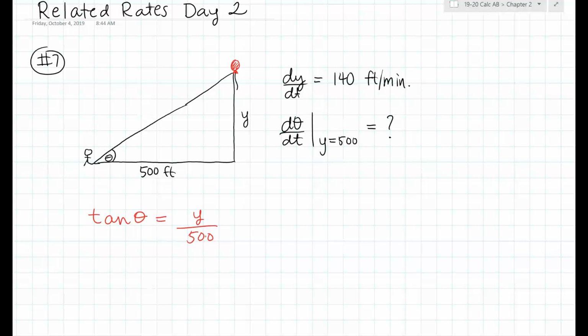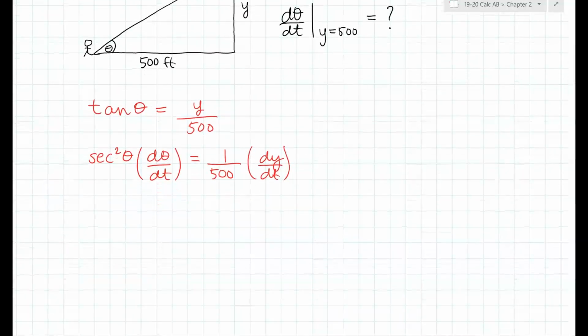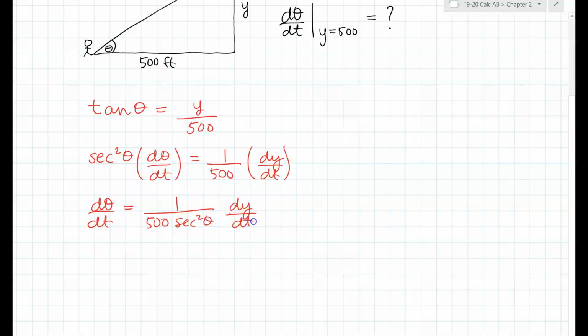Okay, so once we have that, we're going to take a derivative of both sides. So the derivative of tangent of theta is secant squared theta d theta dt. Now the d theta dt, that's exactly what we need to solve for. The derivative of y over 500, that's the same as 1 over 500 times y. So the 1 over 500 is just a constant. Ignore it. But the derivative of y is just dy dt. So this is 1 over 500 dy dt. Now we got to solve for d theta dt. So d theta dt is equal to 1 over 500 secant squared theta dy dt.